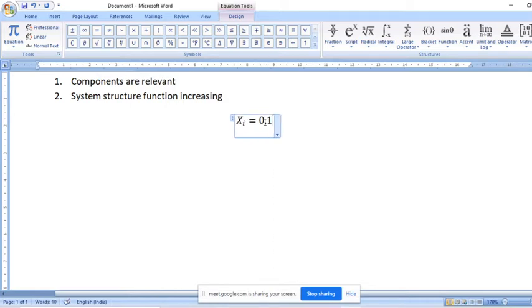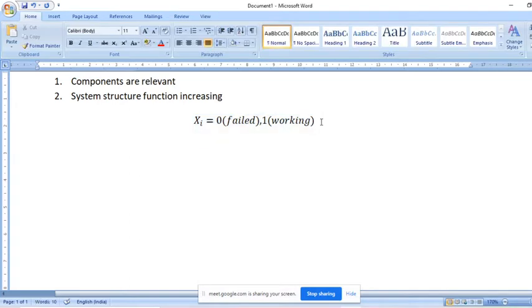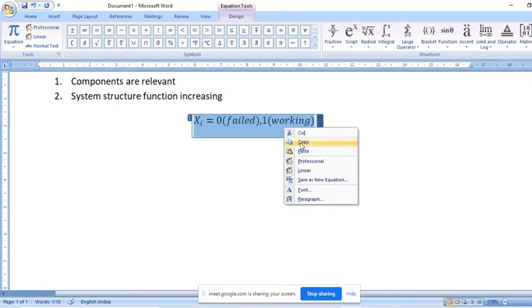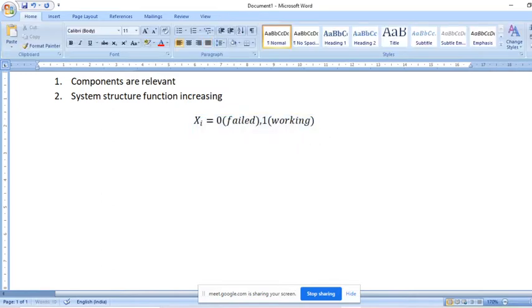0 means the component is failed. When the component is working, then the value of xi will be 1. Similarly for the case of the system also. A similar dichotomous property holds for the system also.